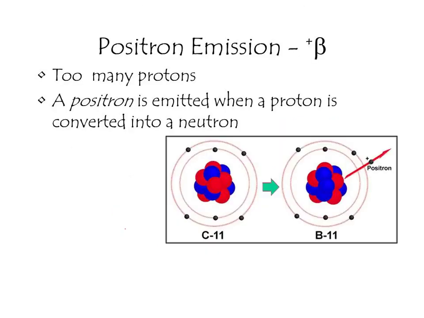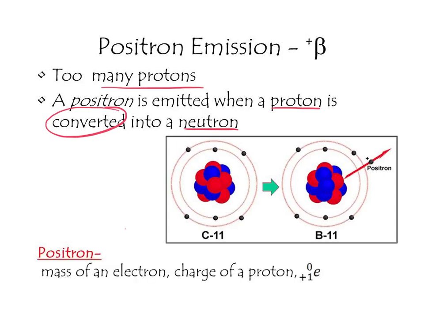You have a positron emission when you have too many protons in the nucleus. And in that case, you have a proton converted into a neutron, and a positron is emitted. A positron that is emitted is basically the mass of an electron, so it's an electron with a charge of proton, and there's a reason why it has a +1 charge.